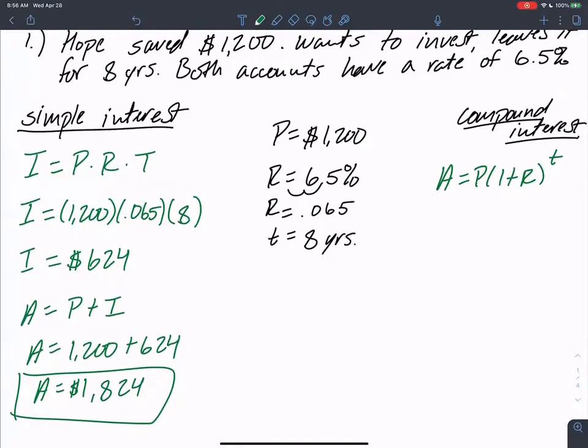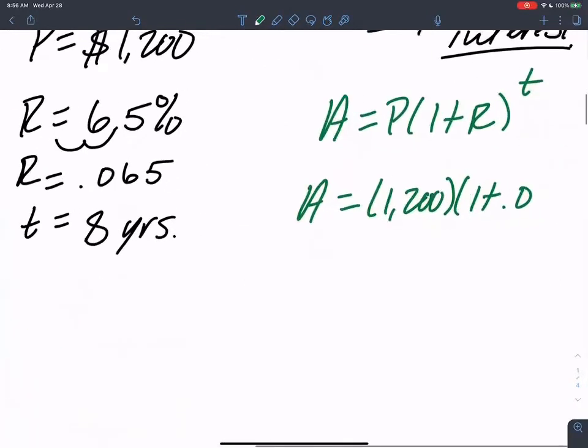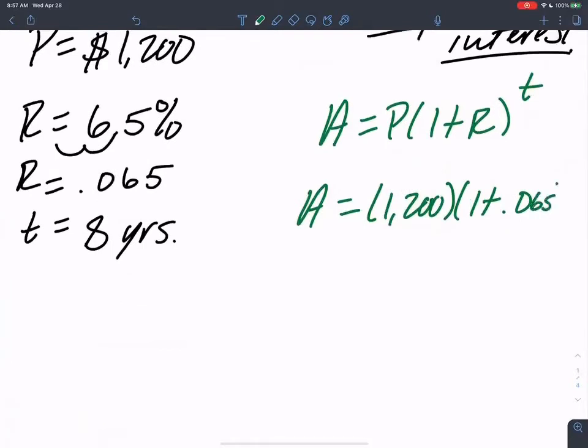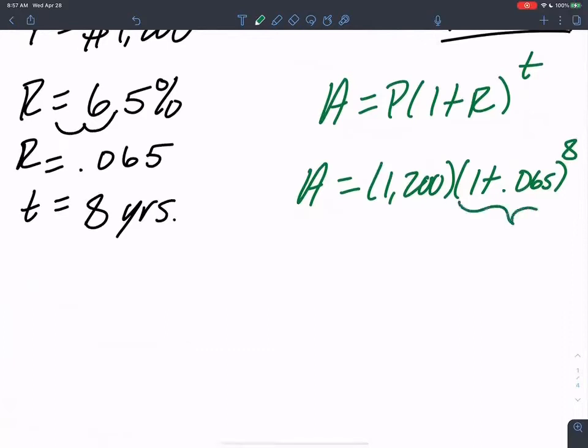And again, let's just plug in all of our values, okay? Amount is our principal, 1,200, times 1 plus the rate, 0.065, to the 8 years. Okay. Now, the first thing we want to do is just take care of this right here: (1.065) to the 8th power.